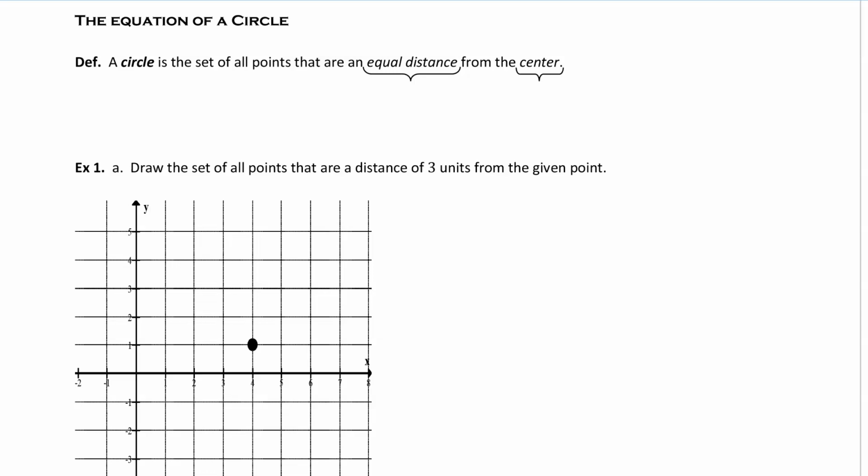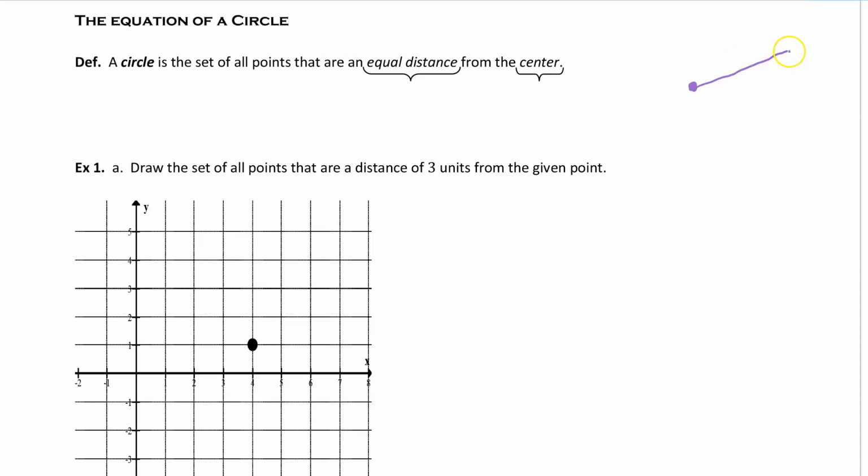Okay, so let's define what a circle is. A circle is a set of points that are an equal distance from the center. So the center is a fixed point, okay? A fixed point, for example, there. The equal distance, say, that distance.